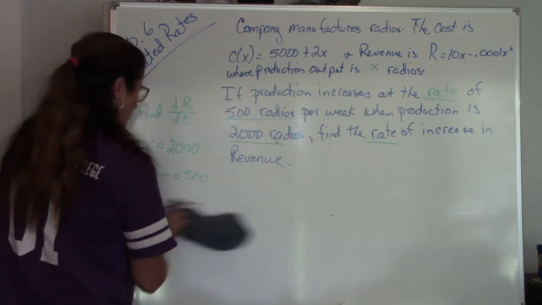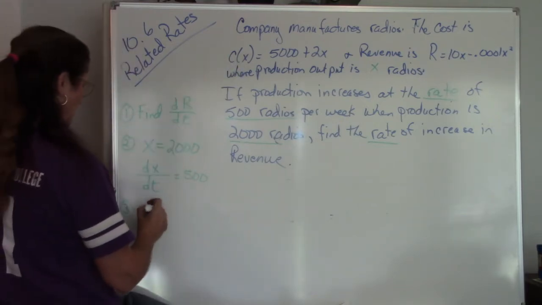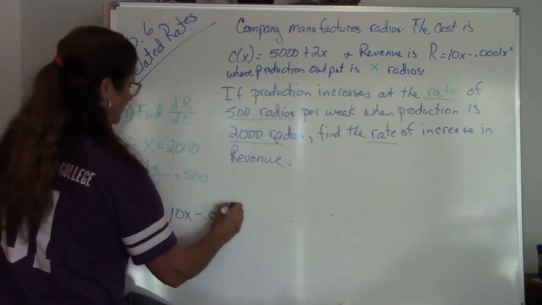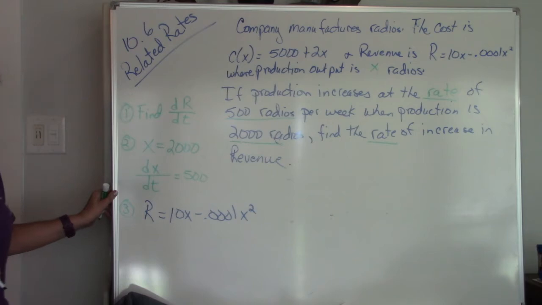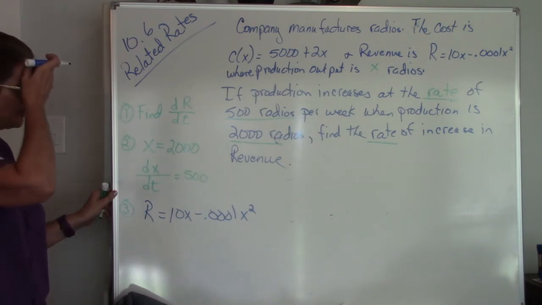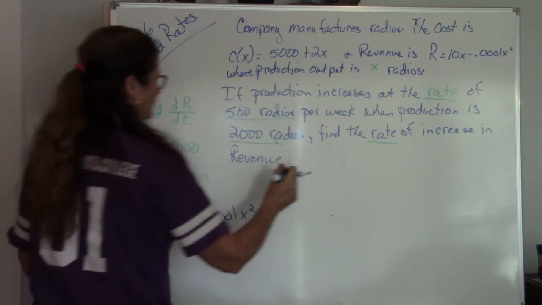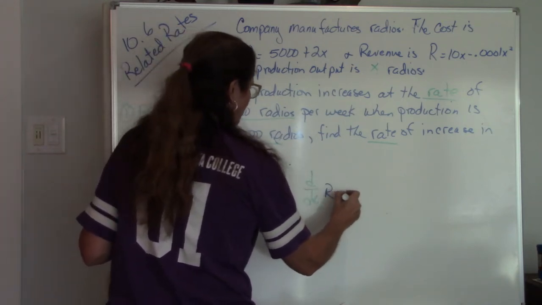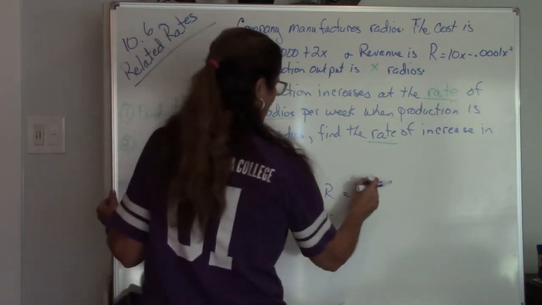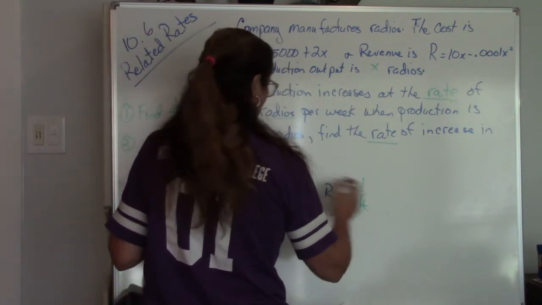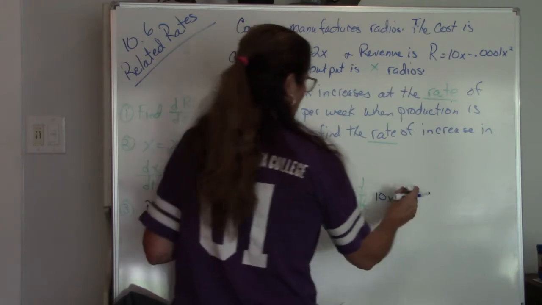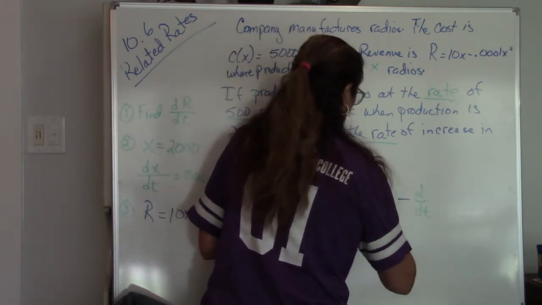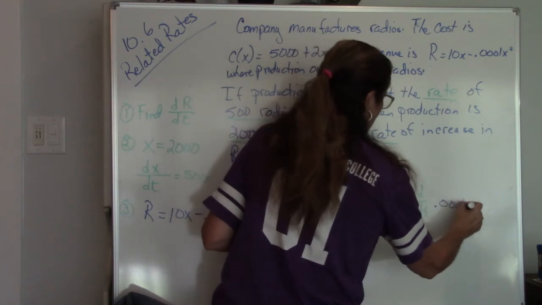But now, what's the connection? The connection is my revenue function. That's the connection. That's what we're going to use implicit differentiation on. All right, so here we go. So the derivative of revenue in terms of time, derivative in terms of time of 10x, and then the derivative in terms of time of 0.0001 x squared.